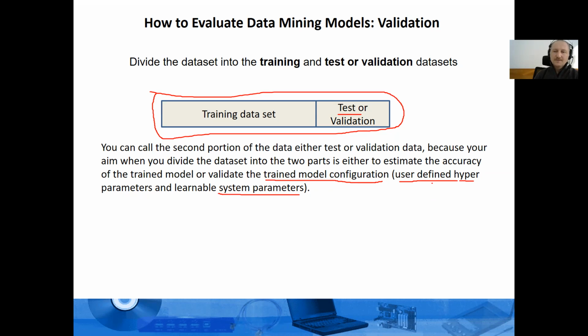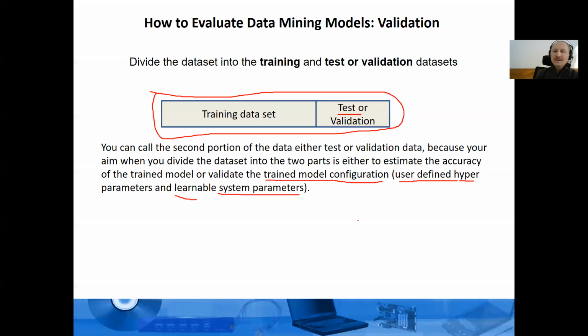Some of these parameters should be configured by the user manually, by yourself. Some of them will be configured automatically by the training algorithm, learned automatically from the data set. So what is your ultimate aim? To divide your data into the training data set and the test or validation set. If you are dividing your data set to estimate the accuracy, you can call the second part the testing data set.